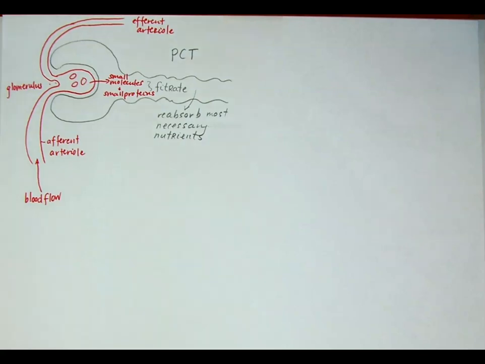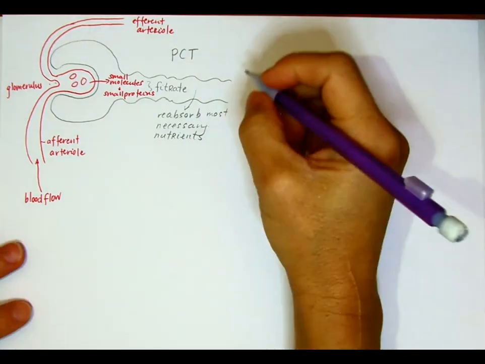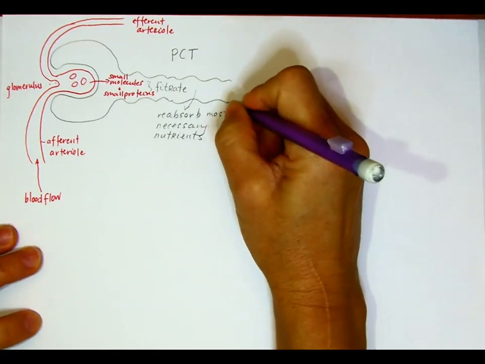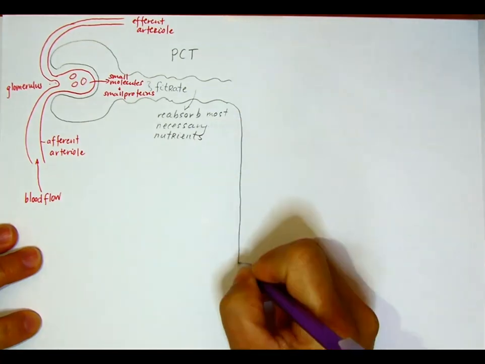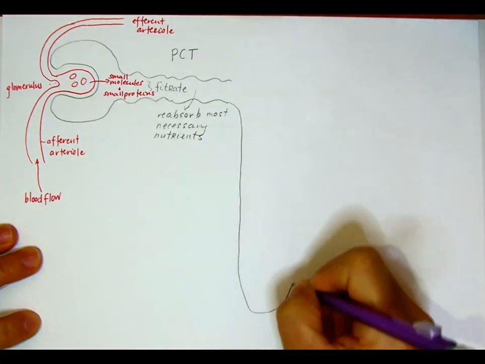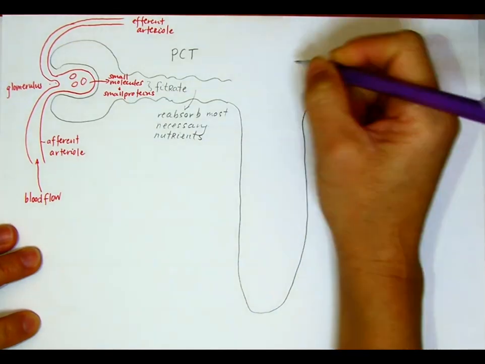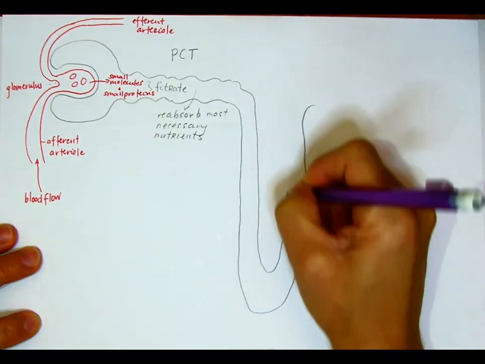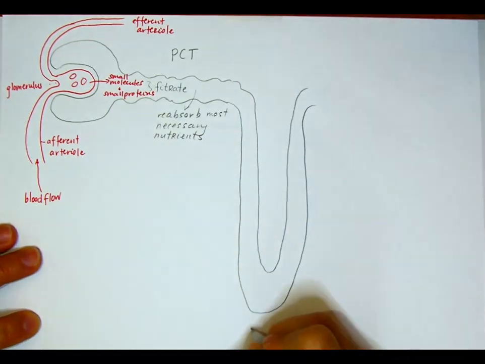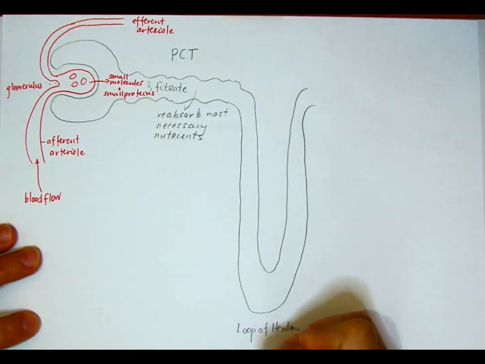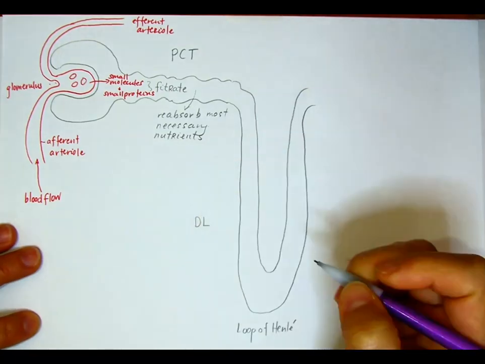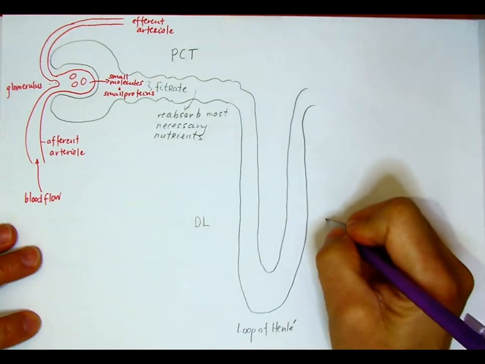Now let's keep reabsorbing, and the next structure we're going to get into is the loop of Henle. Okay, so I'm going to draw it here for you folks, and I'm going to draw a big loop. And if you don't remember this from anatomy, this is the loop of Henle, and it has different parts of it, but I'm only going to talk about the descending loop. That's what DL stands for, and the ascending loop. That's what AL stands for.